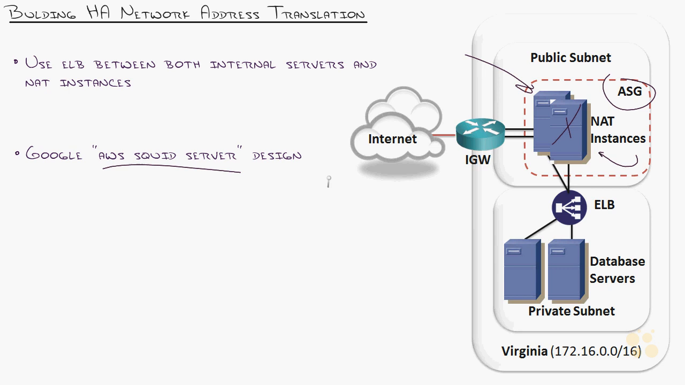If you go to Google and type in AWS Squid Server design, Squid Server is a Linux-based caching server that can cache internet content and all that kind of stuff. It gets even better because maybe these are Ubuntu servers and you have to apply updates. Well, the cool thing is you only have to download those updates once, and then you've got screaming fast access to those updates for the database servers. Just to give you an example of that.